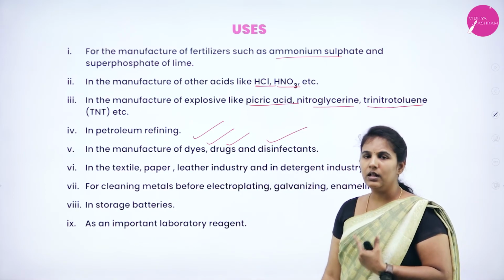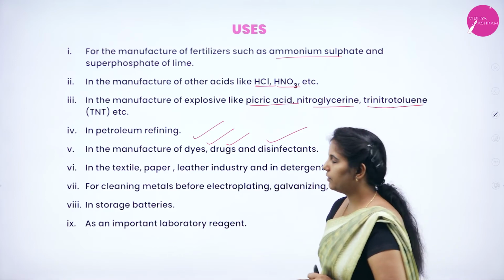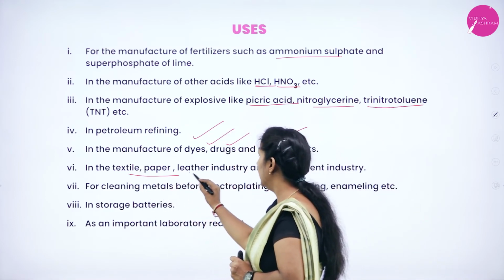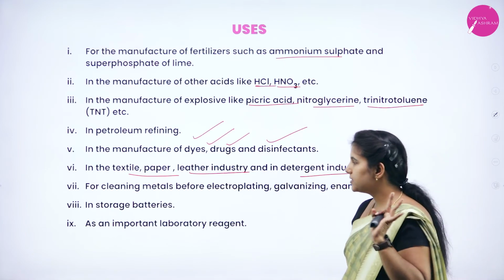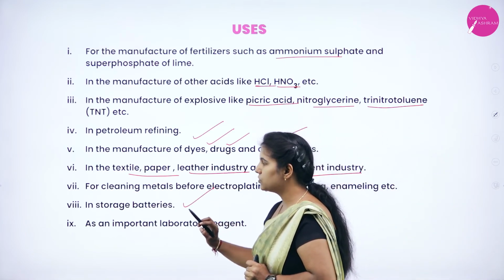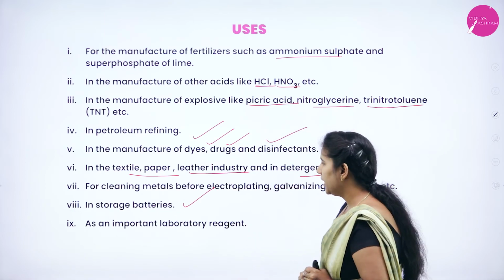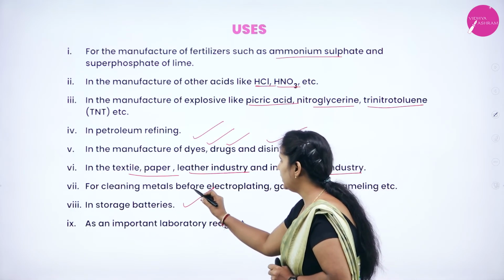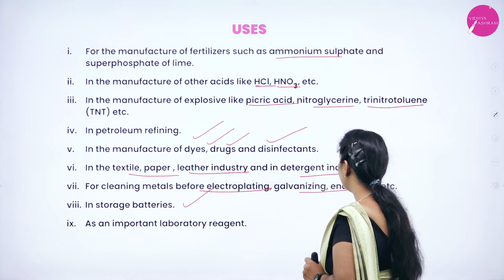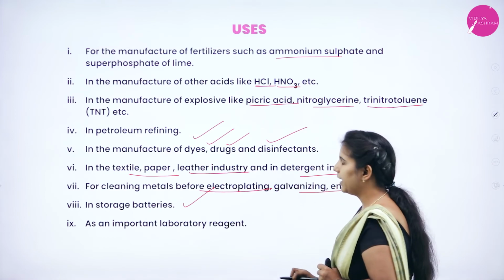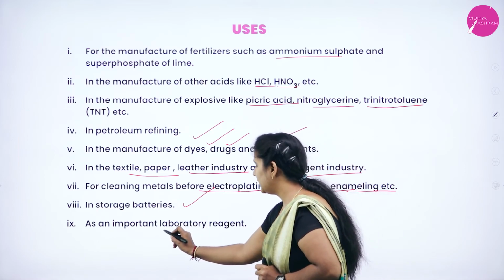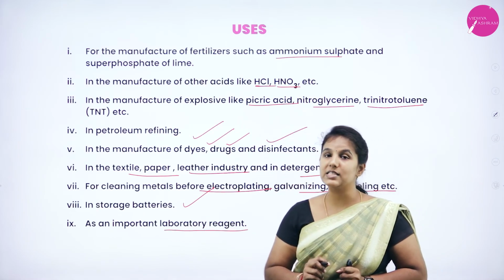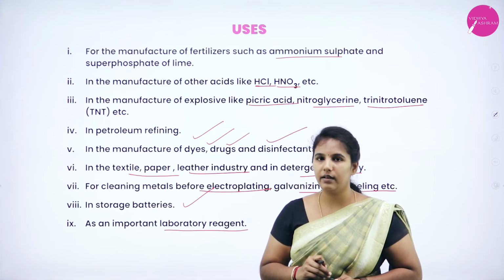Not only this, we can use sulfuric acid in the textile industry, leather industry, as well as in the detergent industry. You would see that in storage batteries also we use sulfuric acid, and for cleaning of metals before electroplating, galvanizing, as well as in enameling, we use sulfuric acid, and very importantly, we use sulfuric acid as a laboratory reagent.